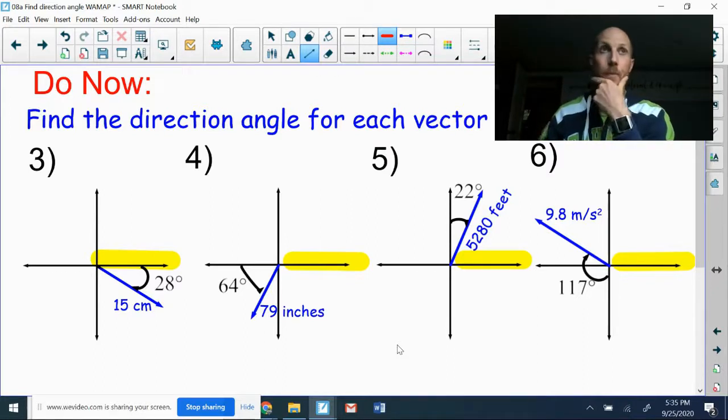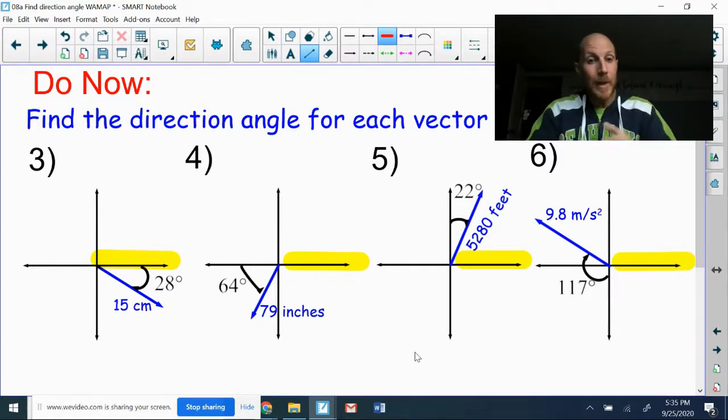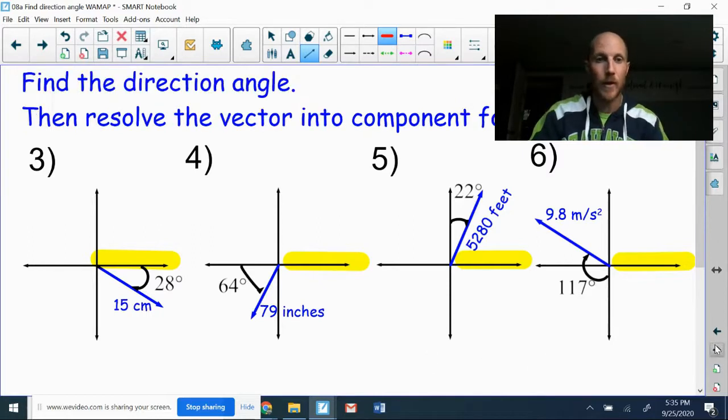I'll just stare out the window. Okay, so welcome back to me. Thanks for finding those direction angles.